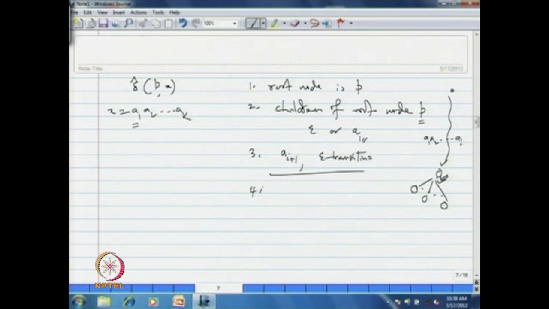Then, if there is a final state whose branch from the root to this node is labeled x, which is equal to A1, A2 up to AK, then we simply put a tick mark.